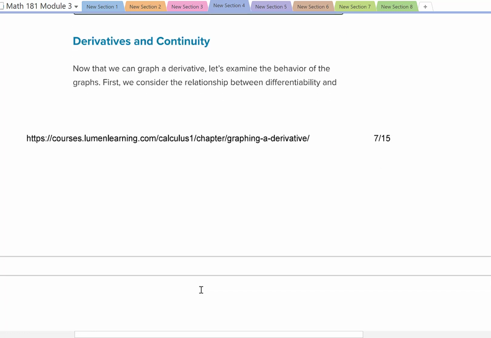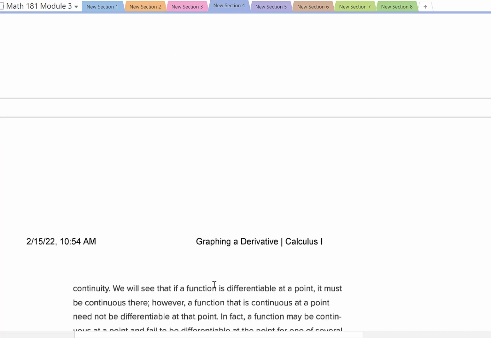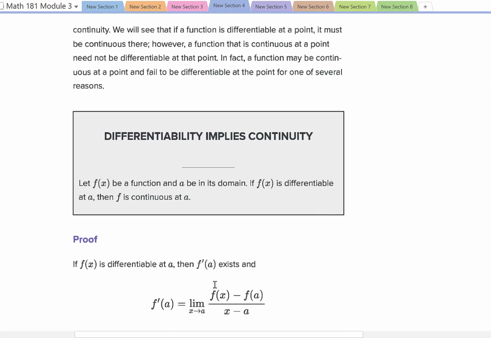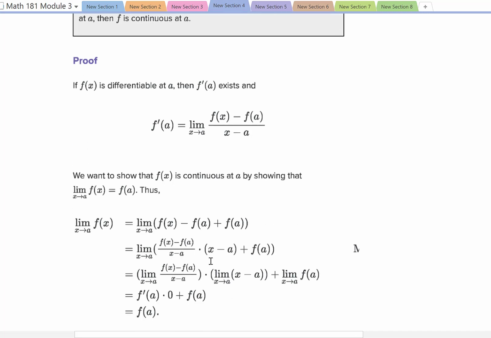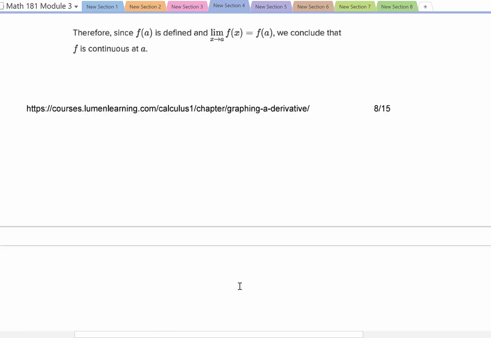Derivatives and continuity next. So let's think about differentiability and continuity. Let f of x be a function and a be in its domain. If f of x is differentiable at a, then it's continuous at a. That's an important thing to realize. There's a proof if you want to go over the proof.